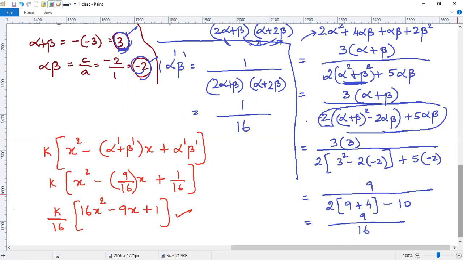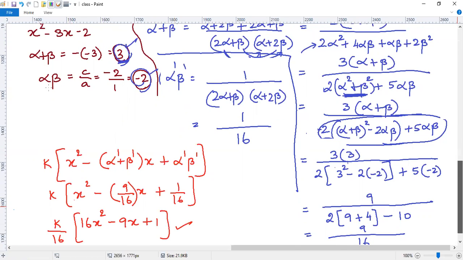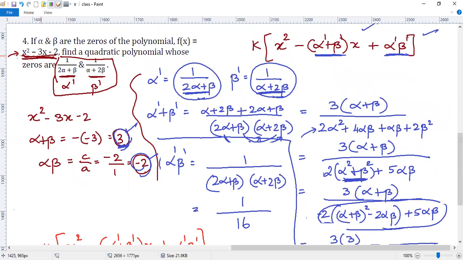So what steps did we proceed with? Normally, in x squared minus 3x minus 2, this polynomial cannot be factorized by splitting the middle term. Okay, that is the reason why we went for alpha plus beta is equal to minus b by a and alpha beta is equal to c by a. Using the formula, we found alpha plus beta and alpha beta. And then next step, for the new alpha dash and beta dash, I have just written it here. And at the other end, we find alpha dash plus beta dash and alpha dash into beta dash.